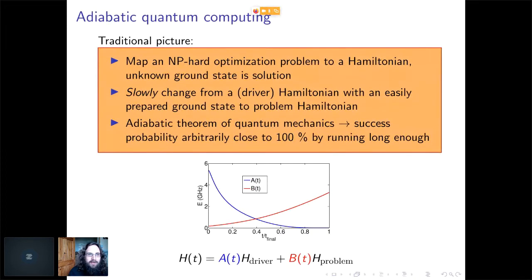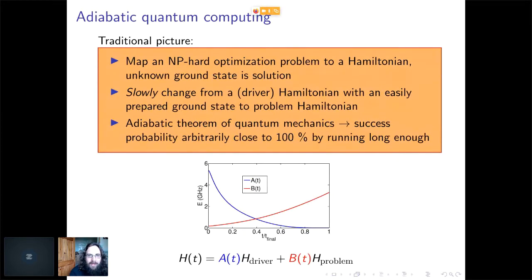The idea here is you map a hard optimization problem, an NP hard optimization problem, to a Hamiltonian, and the solution is an unknown ground state. You slowly change from a driver Hamiltonian with an easily prepared ground state to a problem Hamiltonian. This could be, for instance, a transverse field, so basically a magnetic field pointing transverse to the way you've defined, say, an Ising spin glass type problem.